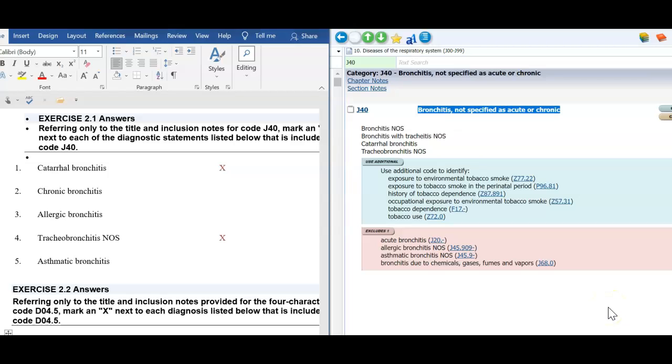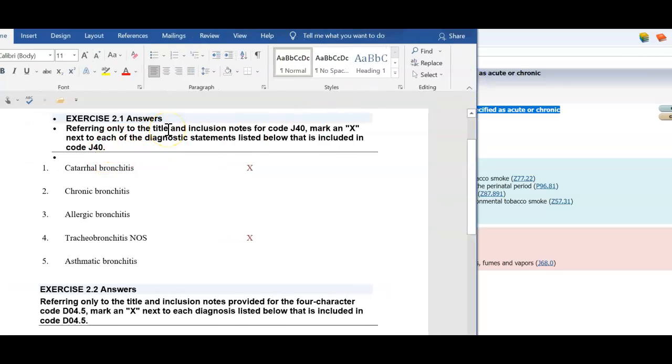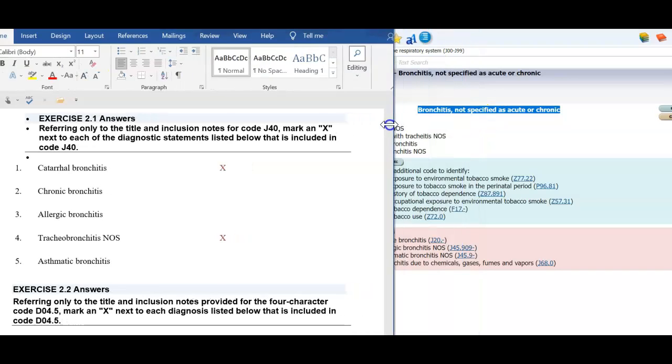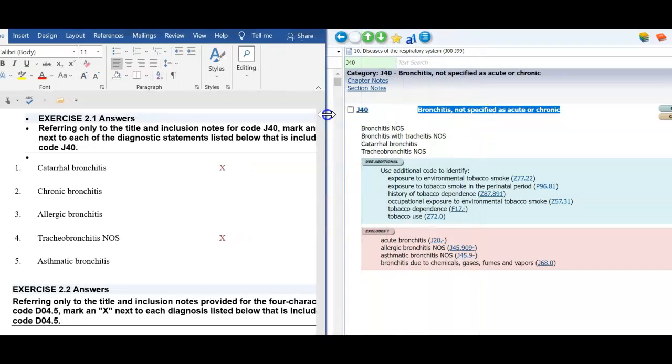Okay, so now I'm going to go through the answers for exercise 2.1. Let's go ahead and look at J40. Okay, referring to the title and inclusion notes for J40, mark an X next to each of the diagnostic statements listed below that's included in J40. So right here is our J40. Now when you look up J40, this is in your tabular, not the alpha. Okay, so we're looking this up in the tabular, which is the second portion of your ICD-10-CM book.